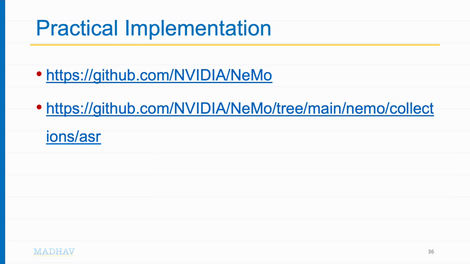Okay. Now this was the theory. If you want to do practical implementation, there is a very good library by NVIDIA. NVIDIA is the company who makes GPUs, right? And they've been working very aggressively on speech recognition and other speech tasks. So they have made a publicly available library called NeMo. It's available online, open to all. You can use its code, modify it. Everything is open source.